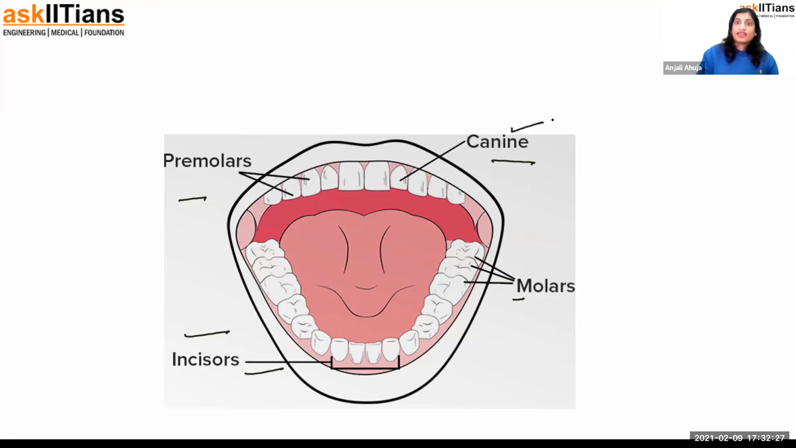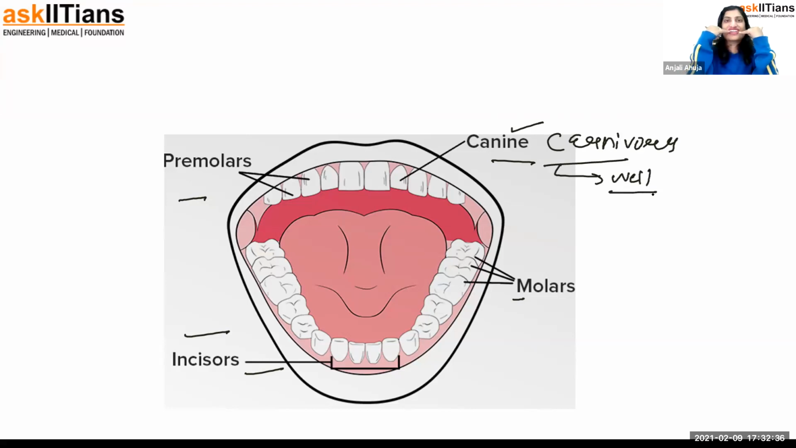Talking about the canine in animals, in carnivores the canine is well developed. We do not have that, because we are omnivores. If I talk about the evolution, we used to be herbivores, and then we became carnivores. The evolution happened in Africa first. There used to be a hell of a lot of greenery there.